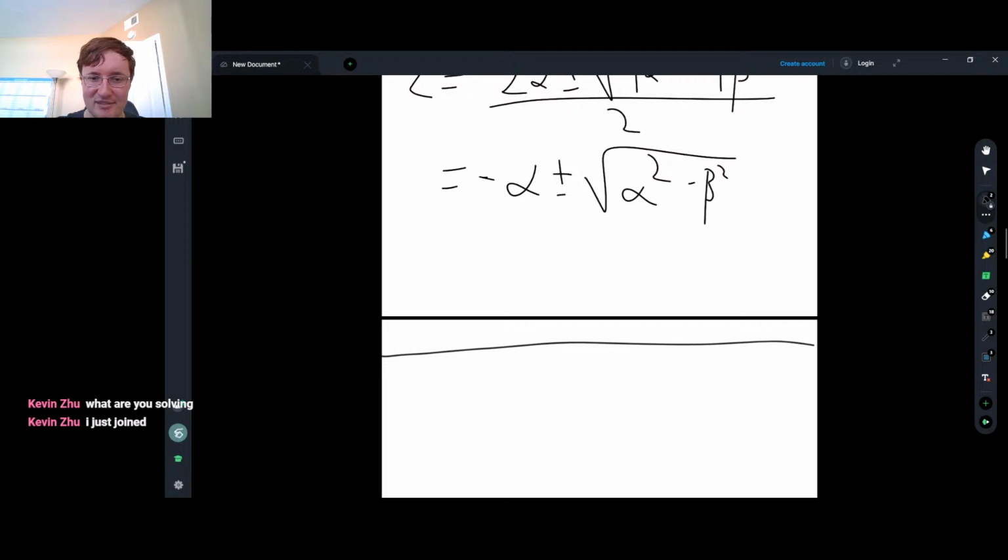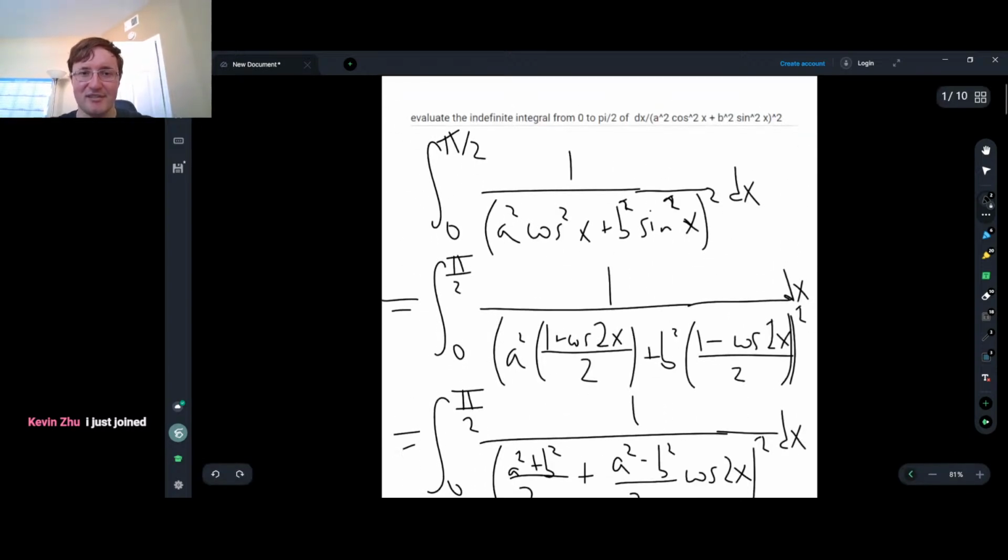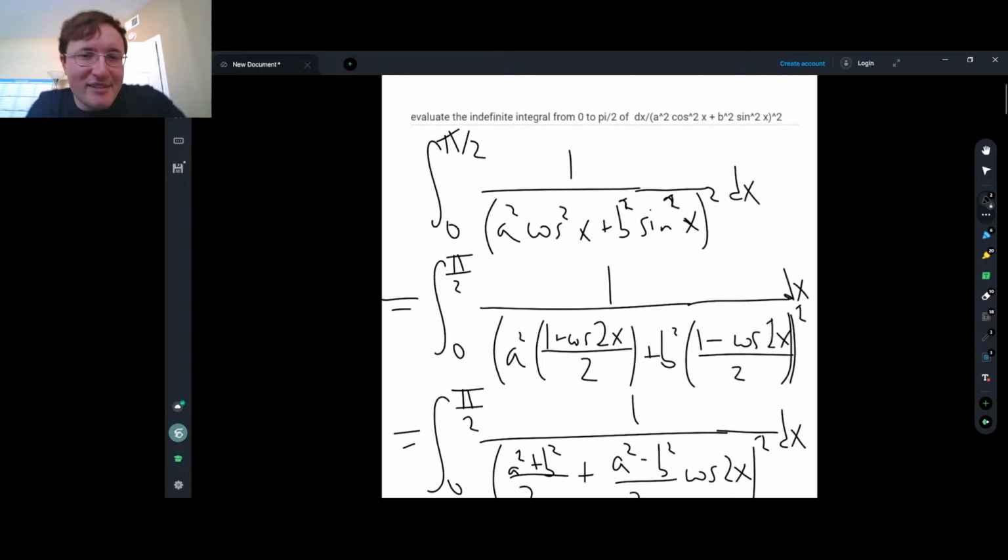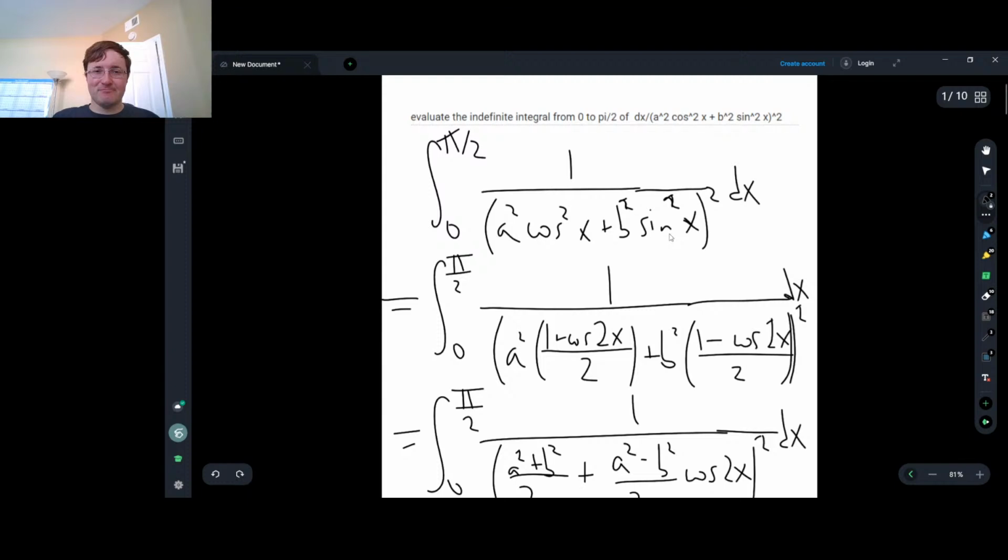Oh, I was trying to solve an integral. Let me show you which one I was trying to solve. I was trying to integrate 1 over a squared cosine squared x plus b squared sine squared x, all squared. I think I've actually seen this before, but I don't remember how to solve it. I could do differentiation under the integral sign and start with just without the square in the denominator. It would be a lot easier. I'll come back to that.